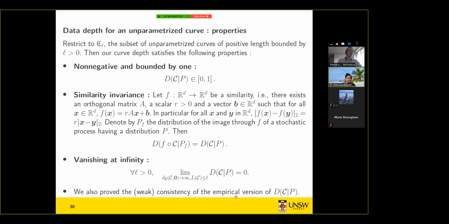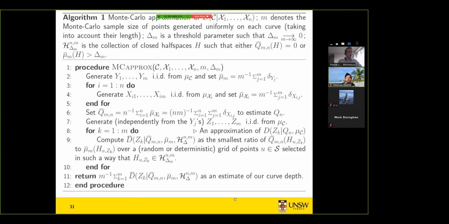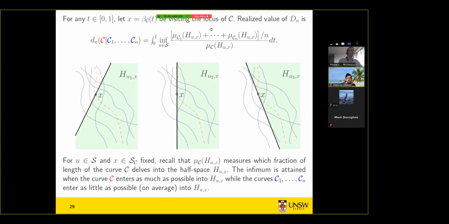So the sample version of our curve depth will converge to the population version when we increase the sample size. All right, so computing this integral can be a difficult task. Even if we have observed all the C1, ..., Cn, and we know C, computing this infimum over all possible U's on a hypersphere is difficult, and then we have to compute the integral over this infimum.